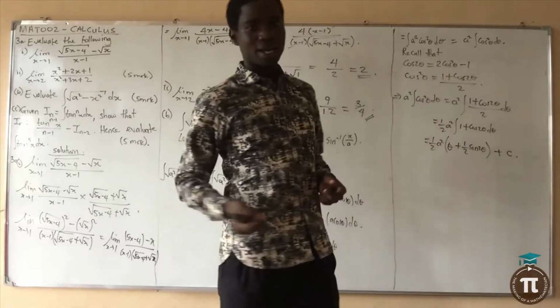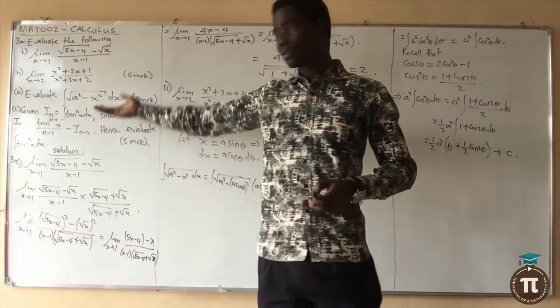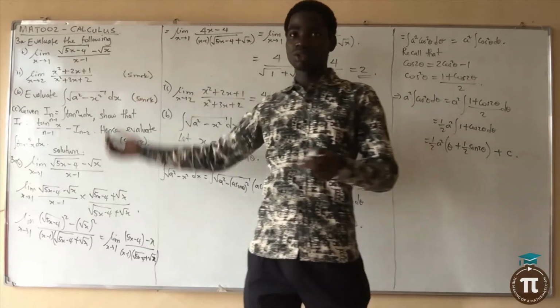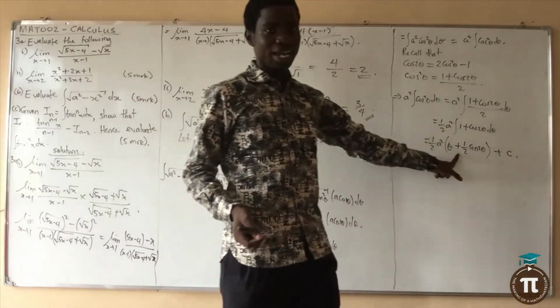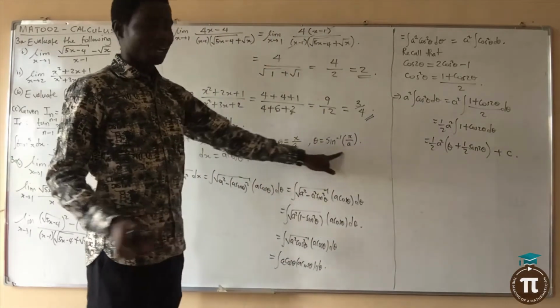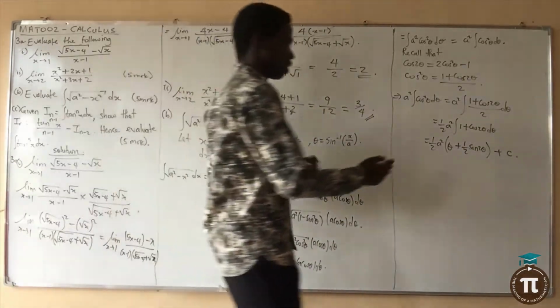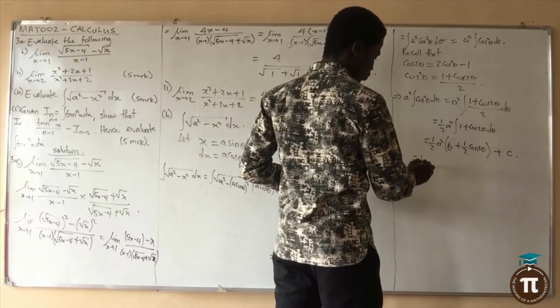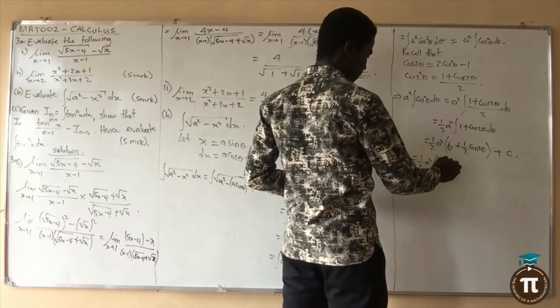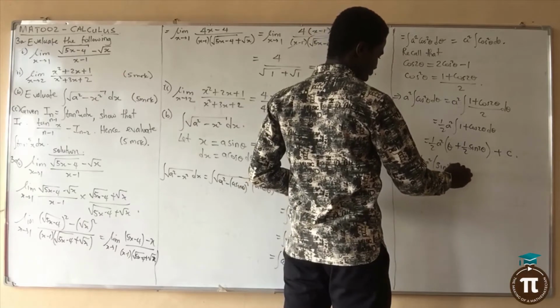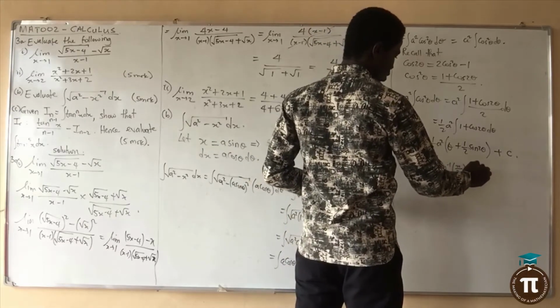So basically, if you look at the question we are given, there is nothing like theta in the question. So we are the ones that bring in theta. So we need to put back what theta is. Theta is what? Arc sine of x over a. So this is what I'm going to do: 1 over 2 a squared, theta is arc sine of x over a, plus 1 over 2.